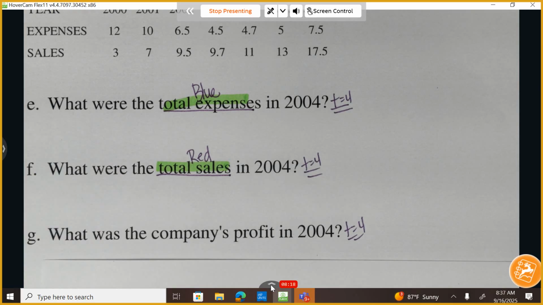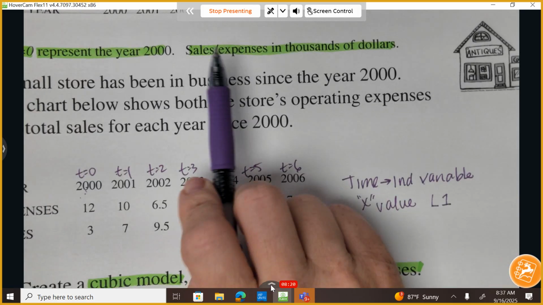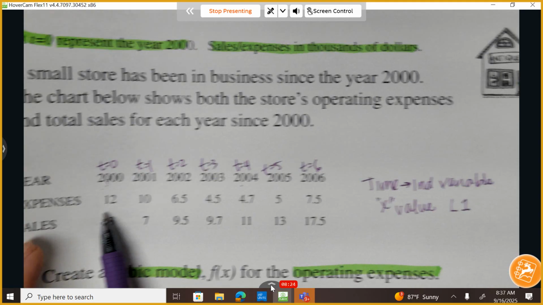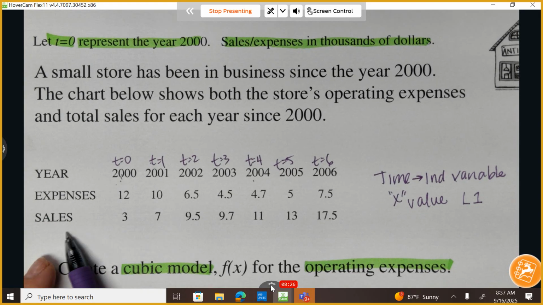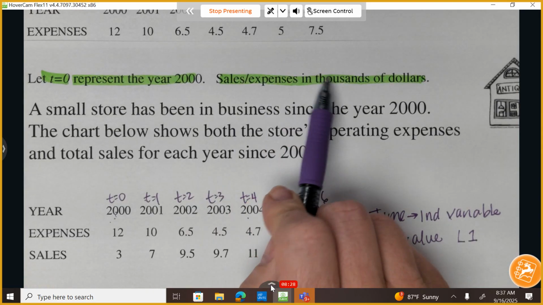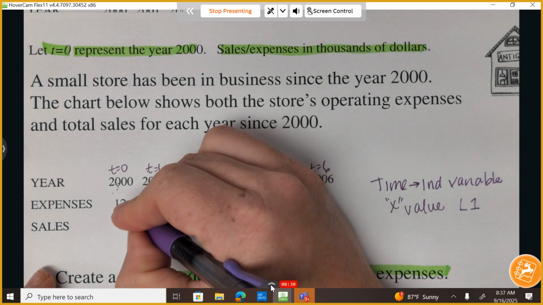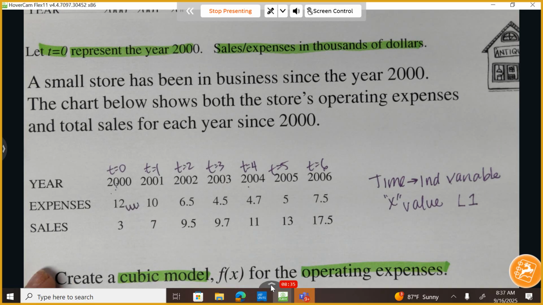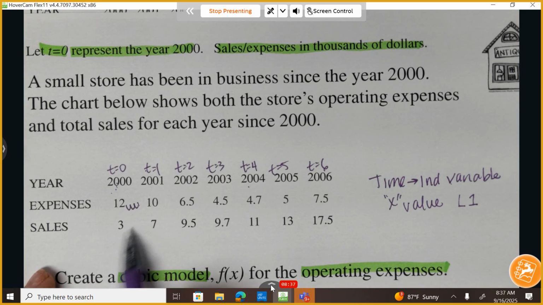I also want to come up here and remind you, when we saw this, remember, the sales and expense is not $12 that you spent in 2000. You didn't spend $3. You spent, take it times 1,000, which means we take this value, we move it 3 places to the right. So the expense was $12,000 for the small business, and the sales was $3,000 for the small business.